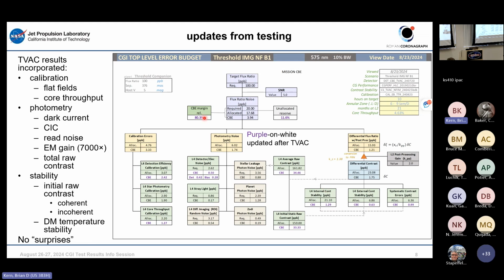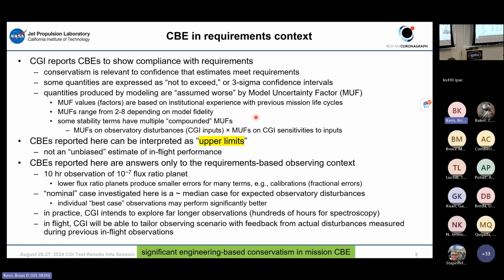And so when we're quoting a best estimate, we're quoting the margin or the roll up of everything altogether into a flux ratio noise. This is not how well we will actually do. This is what we can say we won't be worse than. So there's a little bit of engineering conservatism just in the structure of the numbers that we do. And I've said this a dozen times, this is all very specific to this: what does it take to be a tech demo that checks the box that we demonstrated the technology works? And that's this very bright 10 to the minus 7 flux ratio planet and a 10-hour observation.